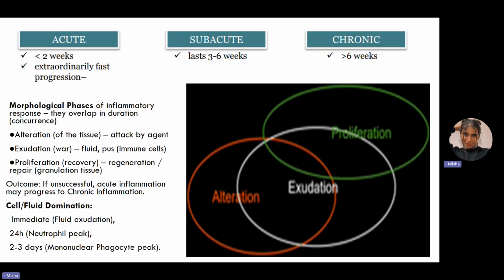Okay, so another important thing that you need to understand is that when we're talking about acute inflammation, the time that they're occurring or for how long they're occurring also varies. So normally acute is less than 2 weeks. I talked about morphological phases. So there are three morphological phases: alteration, exudation, and proliferation. Basically, it's the same thing as those five R's, but more of what you would see. So, alteration, attack by agent; exudation, fluids, pus, our body basically reacting to that particular attack. And proliferation is either we would have regeneration or repair.